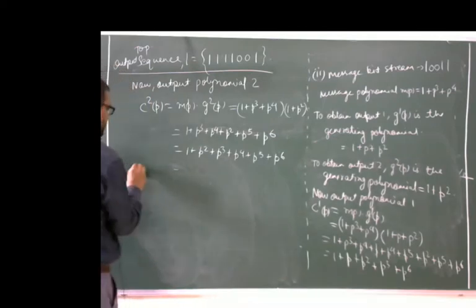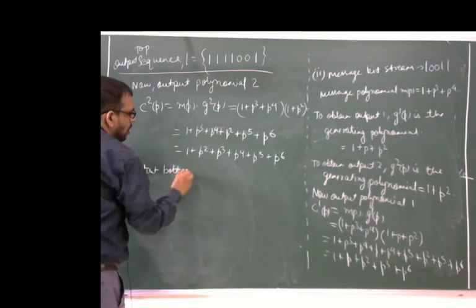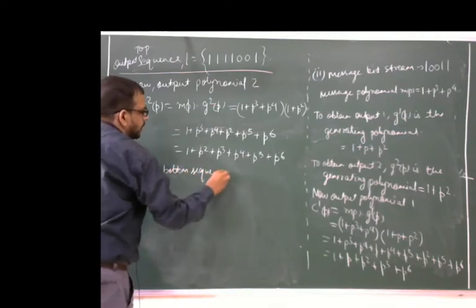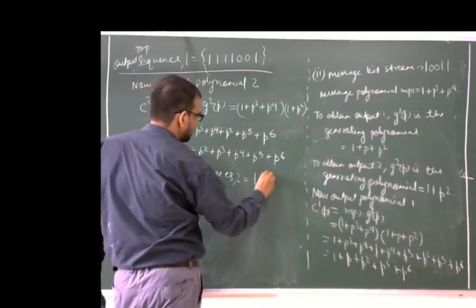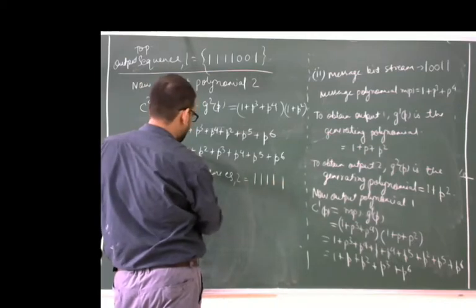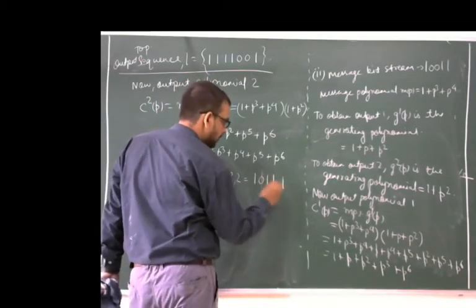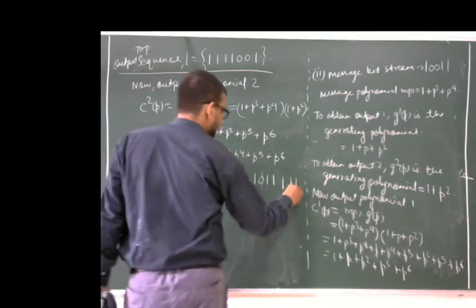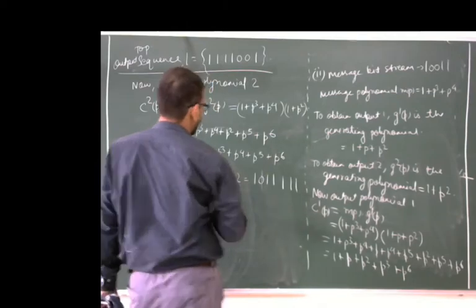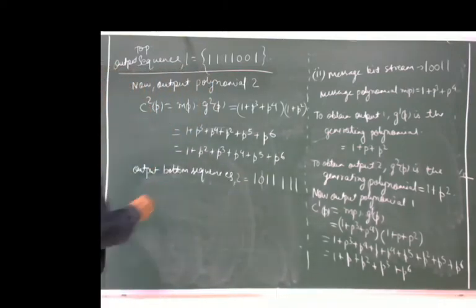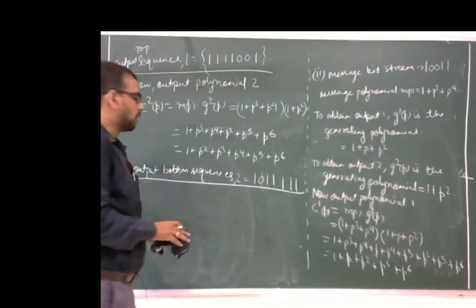Now output bottom sequence 2 is equal to 1 1 1 1 1. No, the second term is missing. Okay, and 1, p square, p cube, p to the power 4. Okay, this is the sequence. Now this is the second part. This is the output sequence, that is the bottom, and this is the top. Now the last part, what will be the last part?